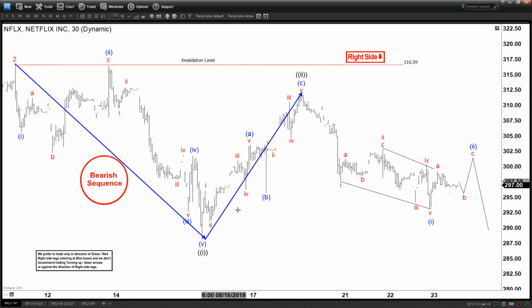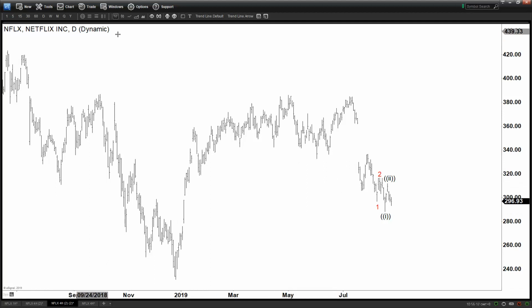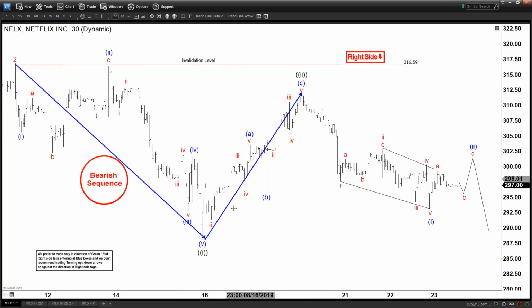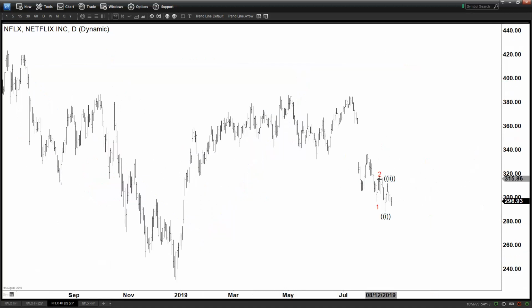Alright, so we are looking to continue to see more selling pressure from the Netflix and from the stock to extend to the downside. Now if we step back and look at the larger degree, let's take a look first of all in the daily time frame. So I put here the 2 and 1 in the black here, which corresponds to this 2 and 1 in the 30 minutes chart, and then this 2 in the red is somewhere here. That means this is your 1 in the red.